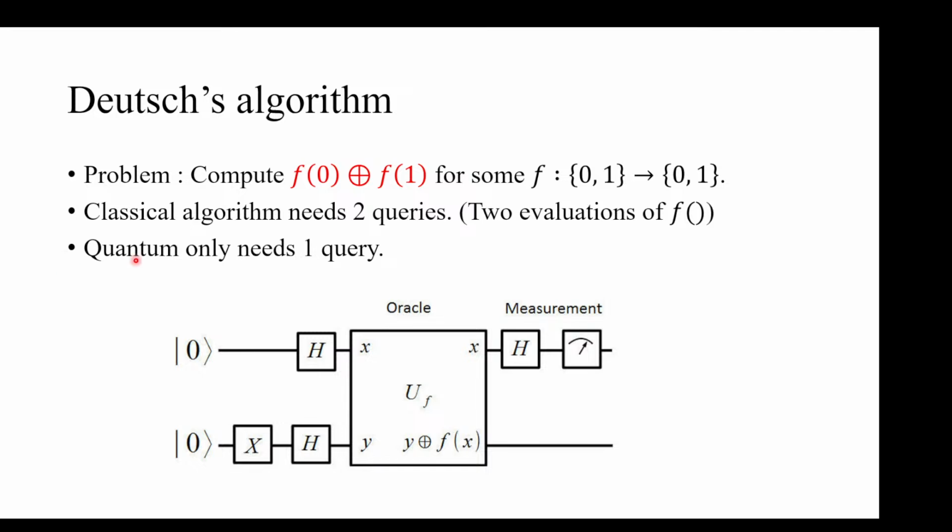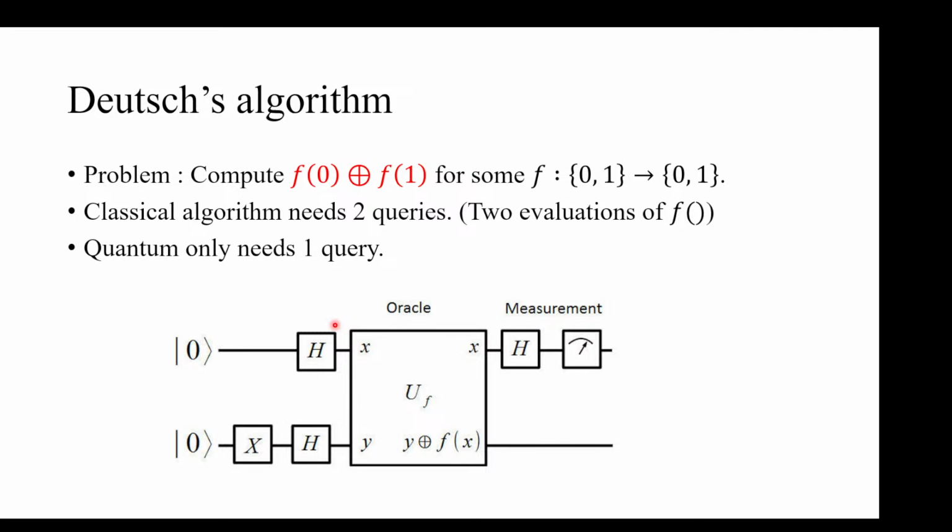But then we have our quantum speedup: we have a quantum algorithm that only needs to place one quantum oracle in the circuit to compute f0 plus f1. Okay, so this is really interesting. It computes neither f0 nor f1, but you can compute a kind of global property. You can compute this sum without knowing either one, and with just one query.